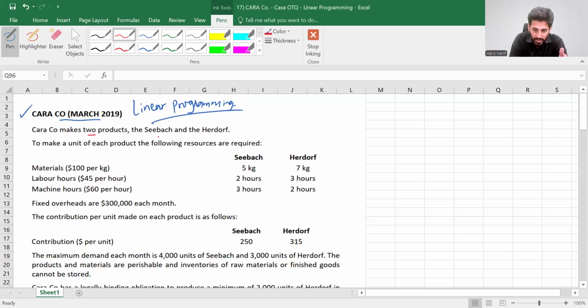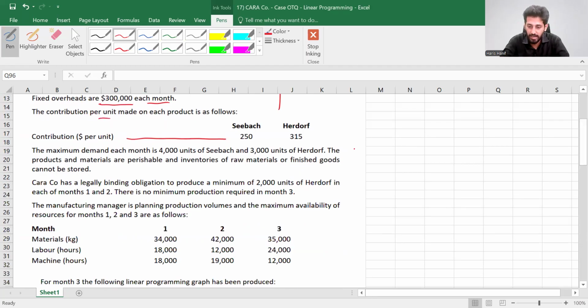Kara company makes two products, Seabag and Heard of. To make one unit of each product, the following resources are required: material 5 kg and 7 kg, labor hours 2 hours and 3 hours, machine 3 hours and 2 hours. So these are the resources being used. Fixed overheads are 300,000 each month. The contribution per unit is this amount. Let's move on.